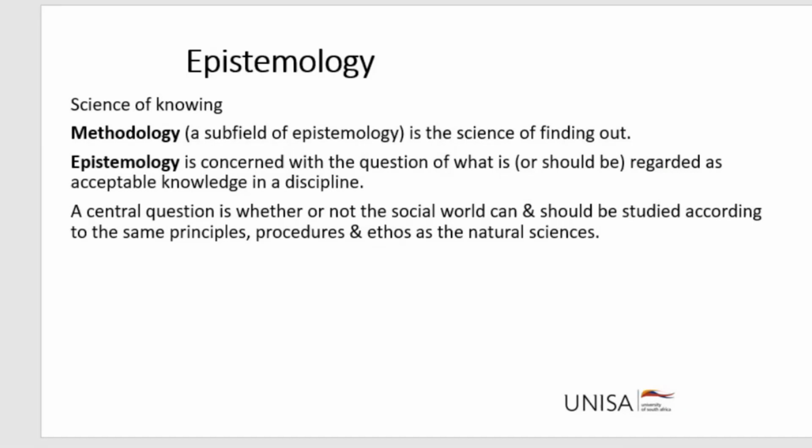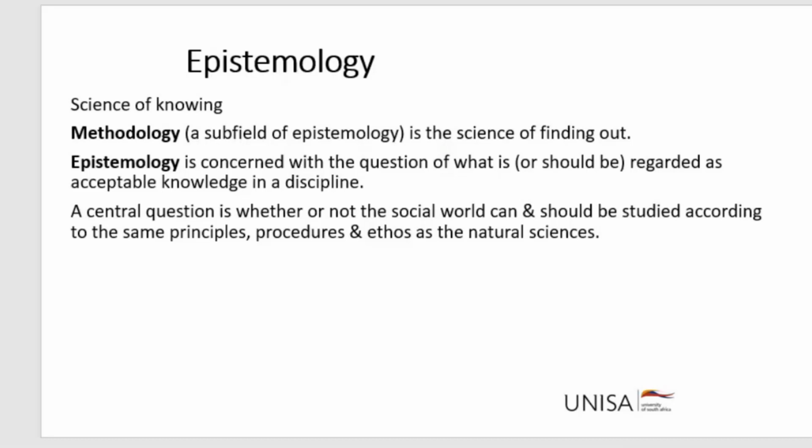Now, when you build a science of knowing, you need to build it on the basis that you also go out and find. So curious people always have a methodology that they will apply to know. Epistemology, therefore, is concerned with the question of what is or should be regarded as acceptable knowledge in a discipline. So all of you, wherever you are now, you've got a discipline that you are following and it has got acceptable knowledge. If you are in accounting, there's acceptable knowledge within accounting. If you are in commerce, in law, in psychology, all of those already have the science of knowing, because it is regarded as acceptable knowledge in a discipline.